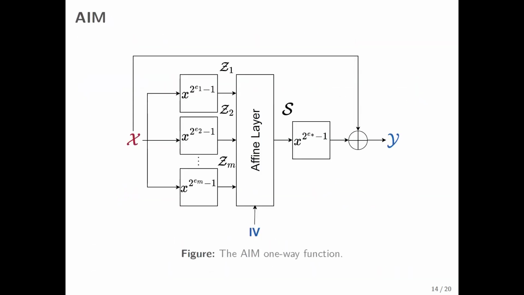So the next design that I'm going to talk about is AIM. This is the one-way function that is used in the AIMer signature scheme. It has a simple design. There is an input that goes through a parallel layer of Mersenne S-boxes, then goes to an affine layer, which is randomized using some public initialization vector. Then there is another Mersenne S-box. The output is then derived by adding the input to the output of the second Mersenne S-box. And the goal of the attacker here is to compute the input X, having access to the output and the public initialization vector, again with constant data complexity.